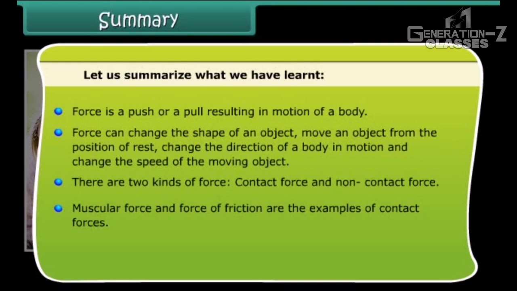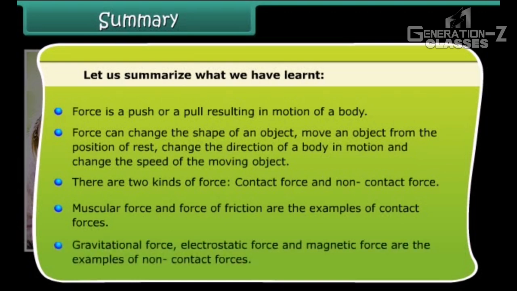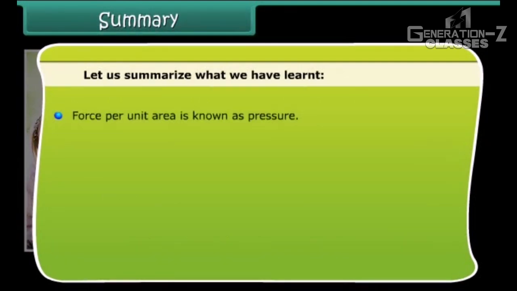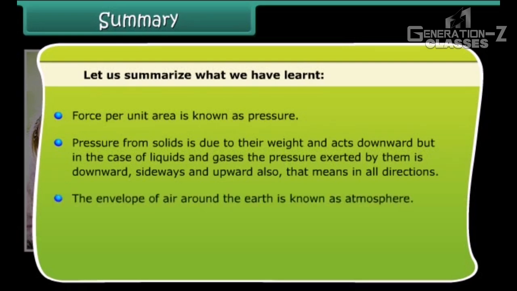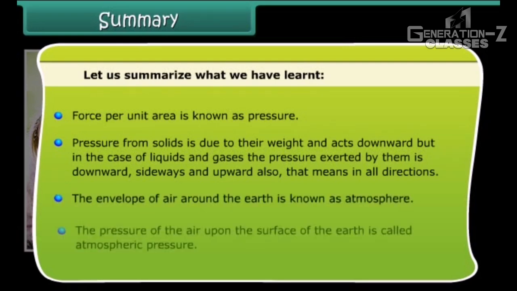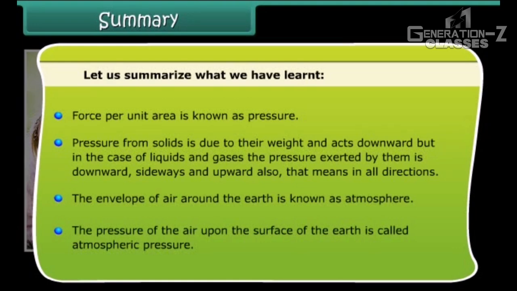Muscular force and force of friction are examples of contact forces. Gravitational force, electrostatic force, and magnetic force are examples of non-contact forces. Force per unit area is known as pressure. Pressure from solids is due to their weight and acts downward, but in the case of liquids and gases, the pressure exerted by them is downward, sideways and upward also, that means in all directions. The envelope of air around the Earth is known as atmosphere. The pressure of the air upon the surface of the Earth is called atmospheric pressure.